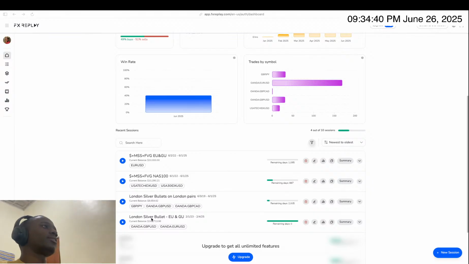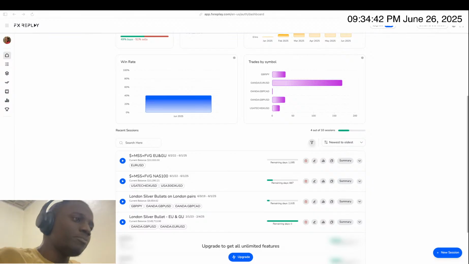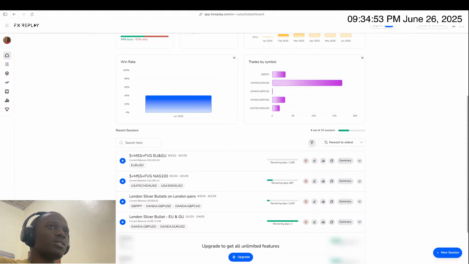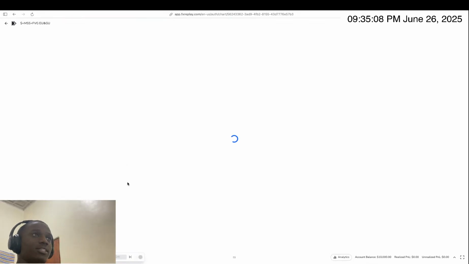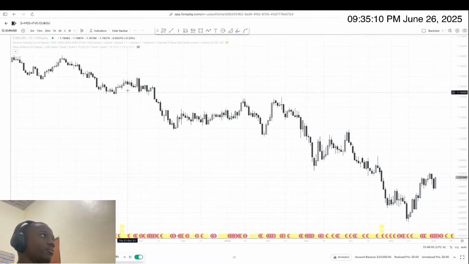Great. Right, so I just want to be backtesting the sweep, market structure shift, and then fair value gap. I hope you'll stay tuned and let's see what happens in the market. I'll be doing it on EU and GU, but later on I'll also do it on the NAS 100. You saw yesterday that we caught really nice trades. So welcome to day 63. Backtesting every day until I'm profitable.